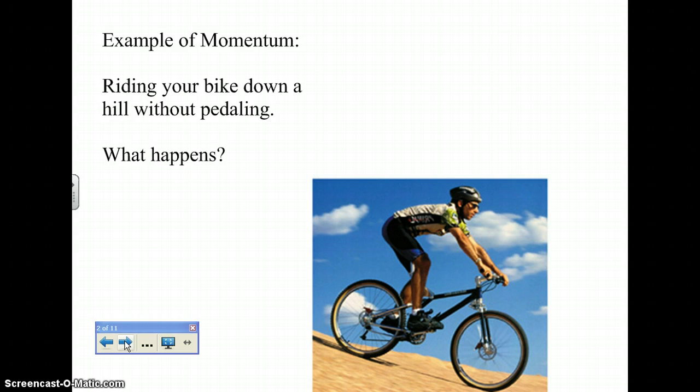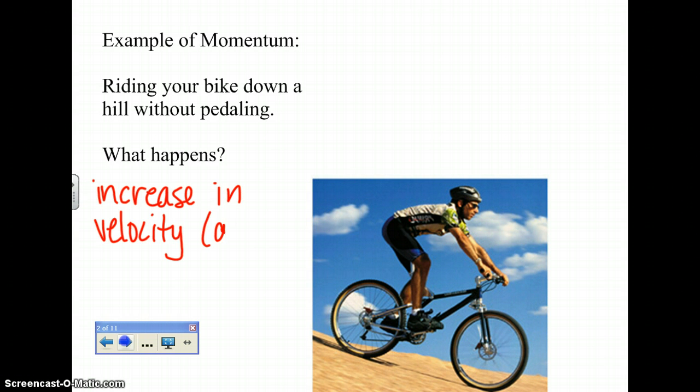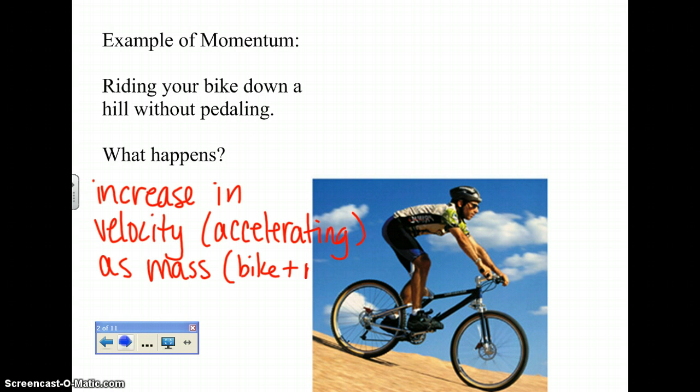So long story short, what happens here, you have an increase in velocity, i.e. accelerating, as mass, bike plus man, remains constant. So therefore, think about the equation, kiddos. What's the equation once again? Slide back a few slides here. The original equation is P equals M times V. Your constant is your M. Your V is what's increasing.